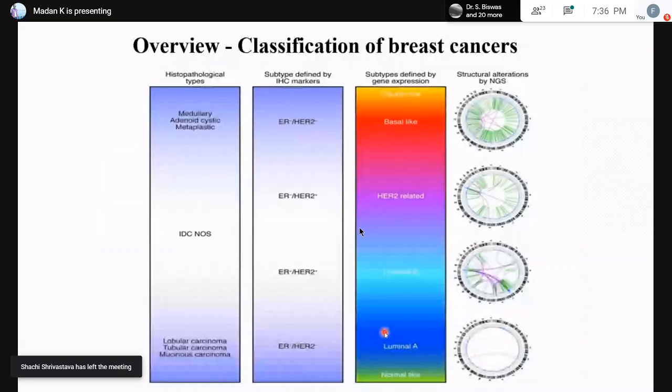If you compare it with the basal-like breast cancer, this is a circos plot of basal-like breast cancer. There are multiple green and red lines here. Each line indicates a genomic aberration. So basically the basal-like cancer is genomically complex and shows multiple intrachromosomal and interchromosomal aberrations.